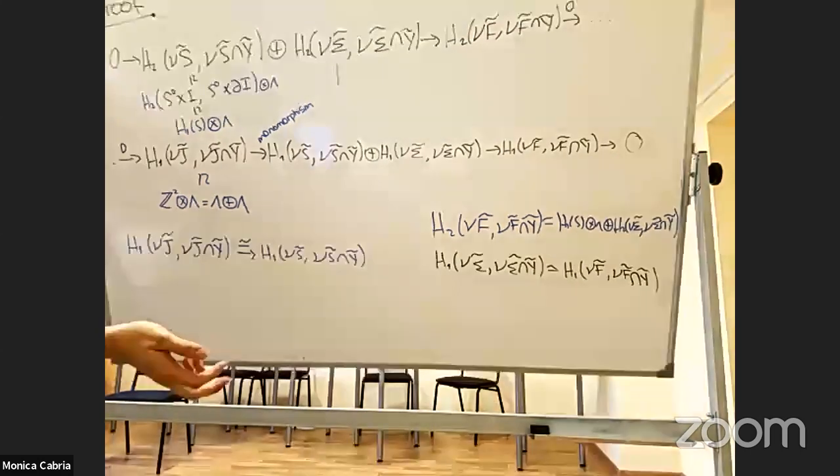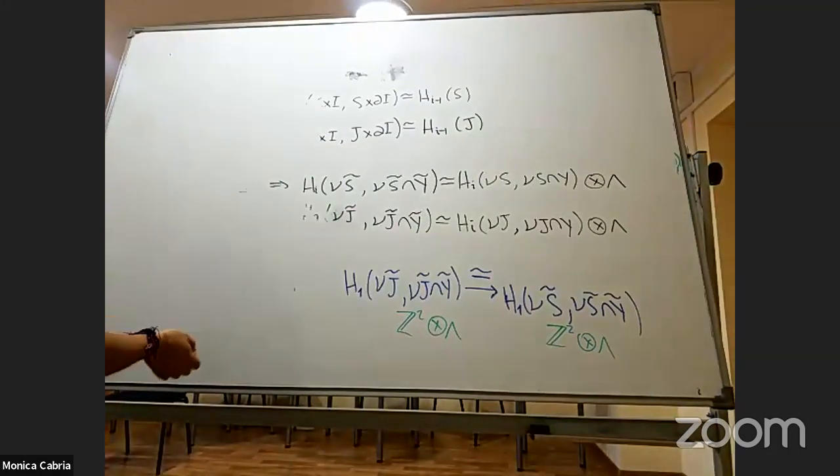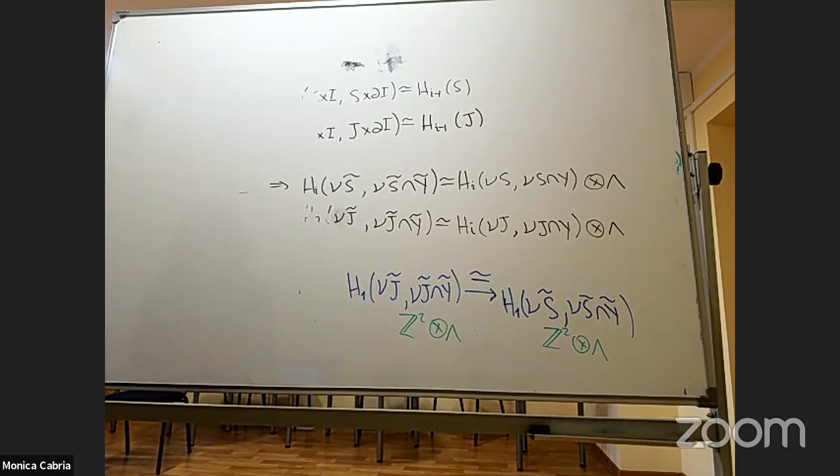Now we want to. We also have that it's a standard argument that if we have a short exact sequence, in the middle we have a direct sum, and the first summand is isomorphic to the group in the beginning, and the second summand is isomorphic to the group in the end. Okay.